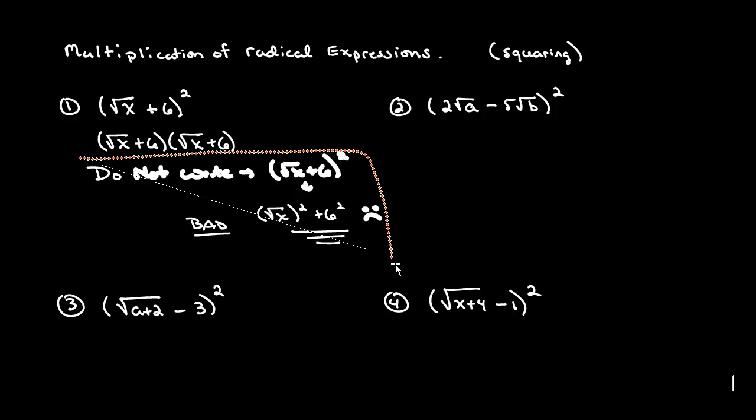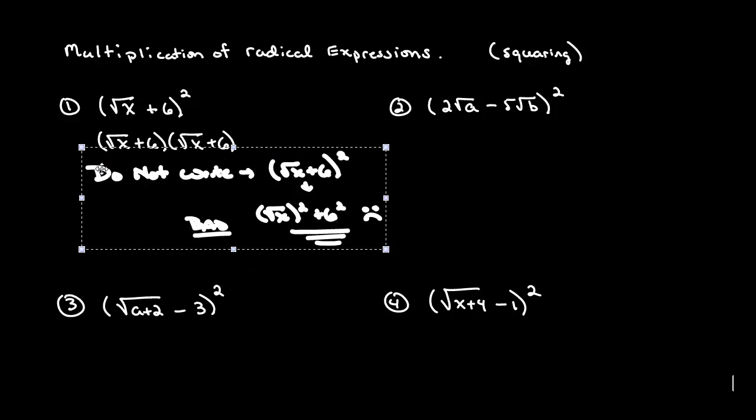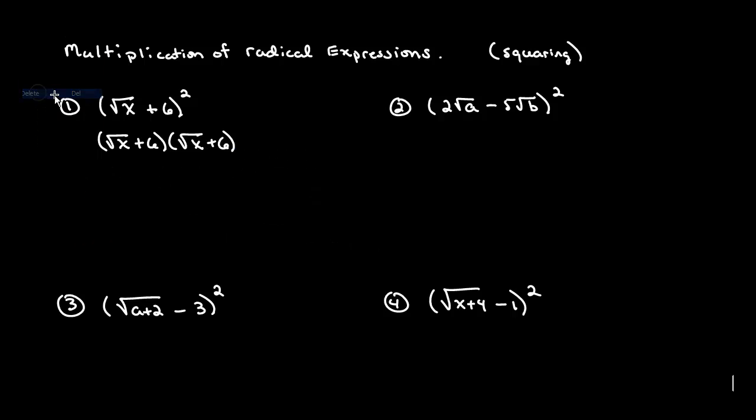So what do we do instead? Well, we do the correct method, and we FOIL this guy out. So what we've got is the following. We have the square root of x times the square root of x. Let's just write that out fully here. And we'll do our FOILing method.